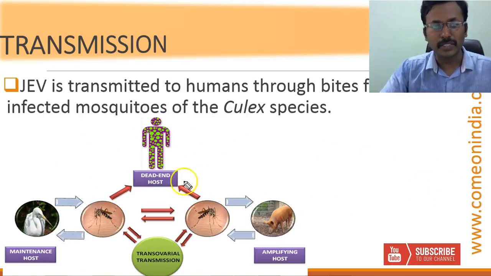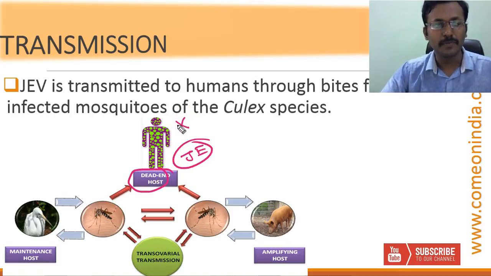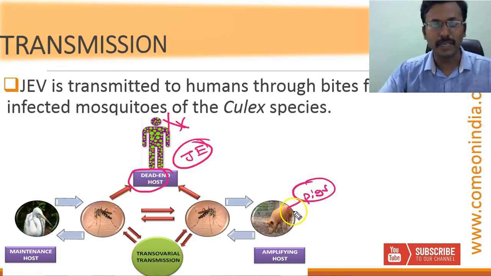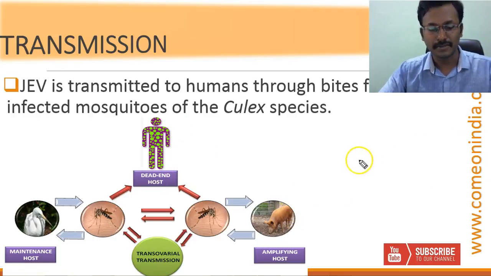In this picture you can see a few words like amplifying host, maintenance host, dead end host. What is that? If Japanese encephalitis virus enters the human body, it is a dead end host. It means mostly the person who is affected by Japanese encephalitis will die, so it's called a dead end host. In pigs, the virus simply multiplies and it's not affecting the pigs much. So pigs are not affected much by the viral infection.